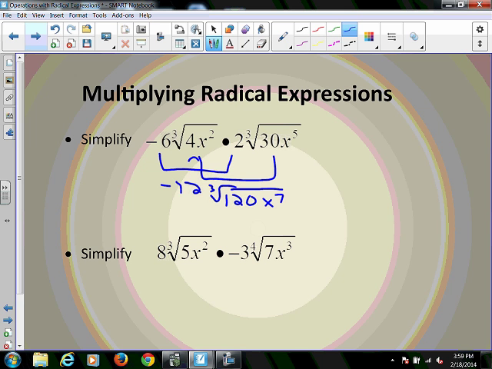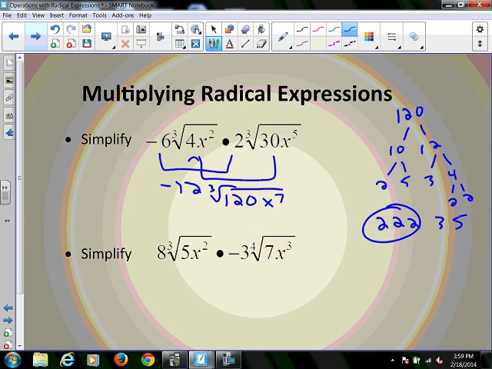So we look underneath the radical, we have 120. The cube root of 120 is a decimal, so we're going to tree it. We're looking for groups of 3. We have one group of 3, so we're going to take it outside.